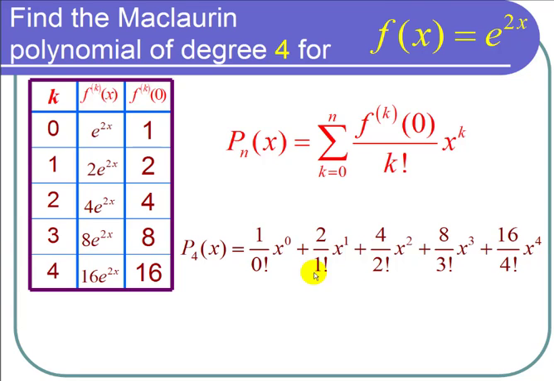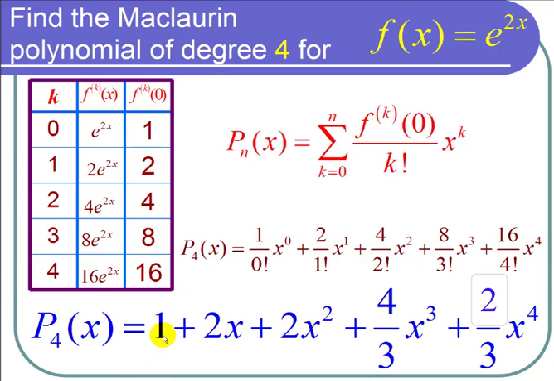And now let's just simplify. 0 factorial is 1, 1 over 1 is 1, and x to the 0 is also 1. So I get 1 for the first term. For the second term, 2 over 1 factorial is 2 over 1. That's just 2. X to the 1 is x. For the third term, 2 factorial is 2. 4 over 2 is 2. So I get 2x squared.